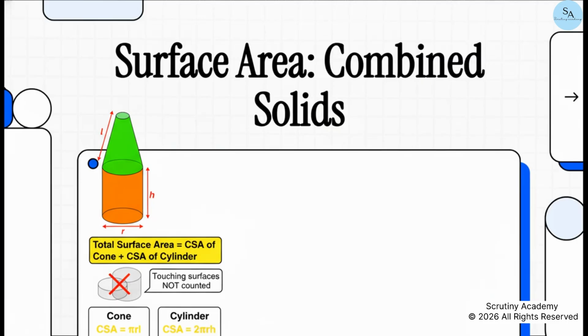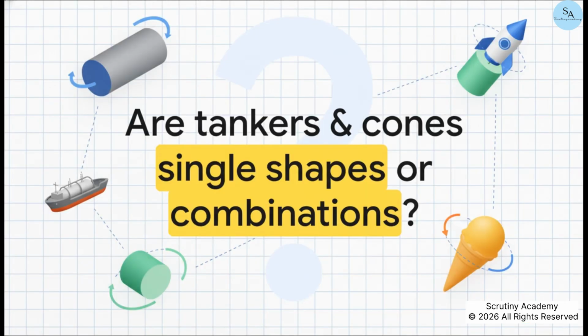Today, let's look at the world around us a little differently. We're going to see how a ton of everyday objects are actually just geometric puzzles waiting for us to solve them. We're diving into the surface area of combined solids. I mean, have you ever really stopped to think about an oil tanker, a rocket, or even something as simple as an ice cream cone?